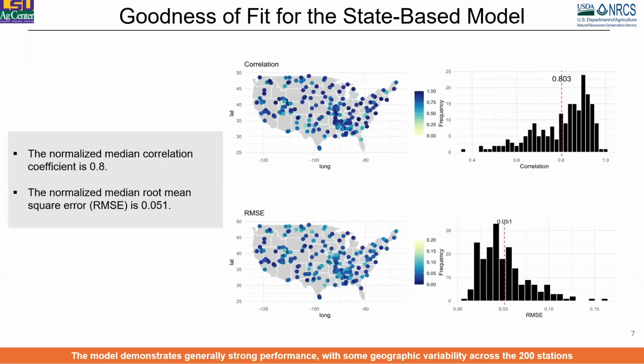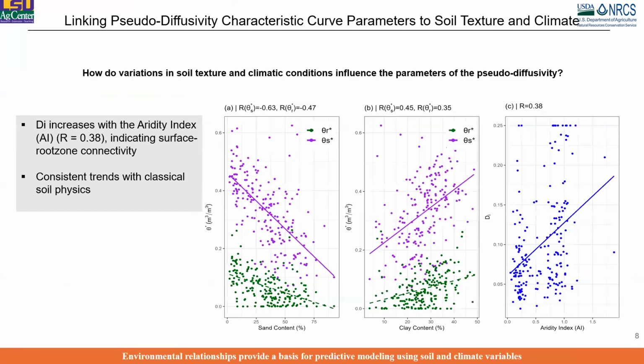And so this is the goodness of fit for the overall data set that we implemented the model on, and these are normalized values. So we had a median correlation of 0.8 and a root mean square error of 0.051, showing that the model is performing well across all the stations.